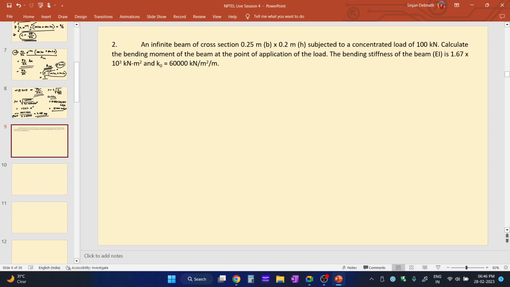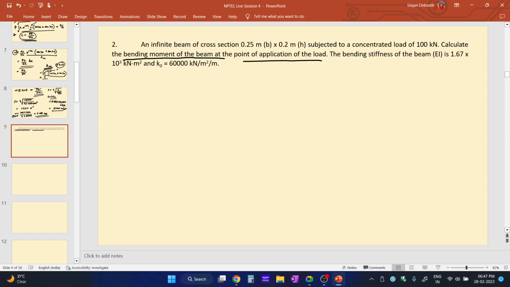Similar type of question, but here we need to determine the bending moment of the beam at the point of application of load. In the last question, we were asked to find out the deflection at the point of application of load. In this question, we need to find out the bending moment of the beam at the point of application of load. Okay.